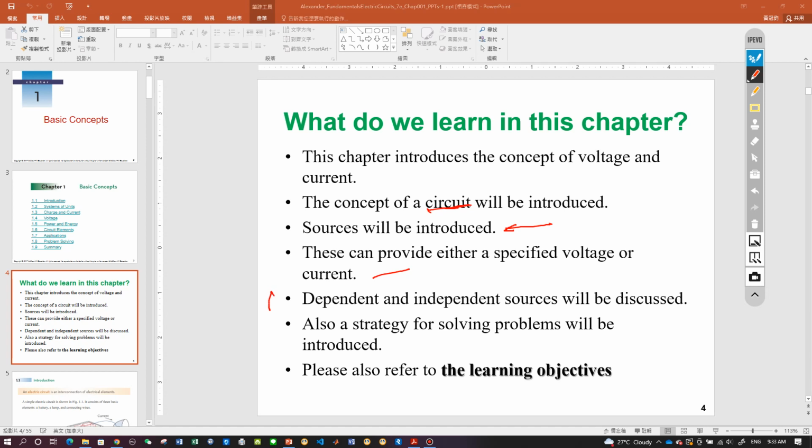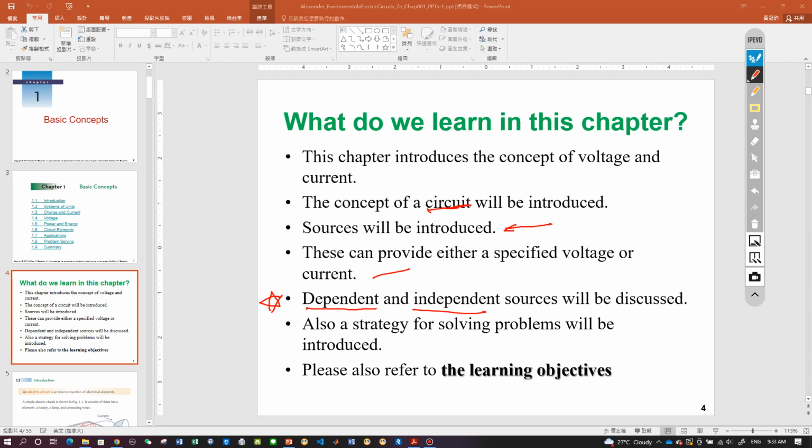This is important because we are not in senior high school, so we didn't introduce this one. We call it independent and dependent. In this chapter, you can answer dependent or independent source. And then also a strategy to solve a problem will be introduced, which also refers to the learning objective.